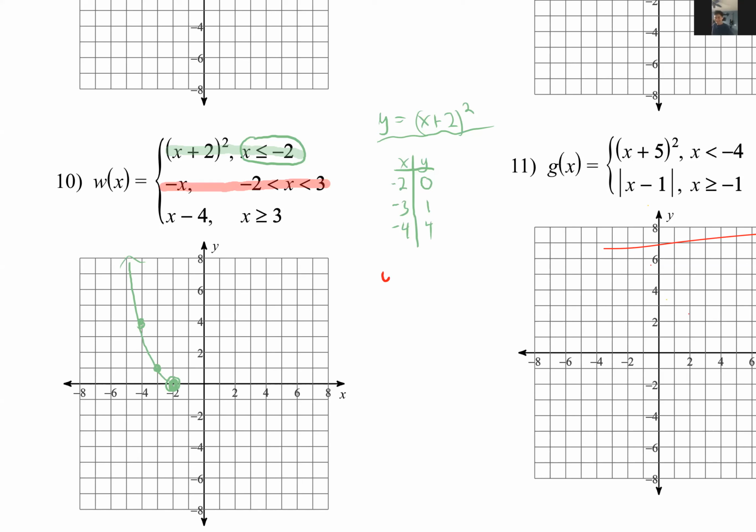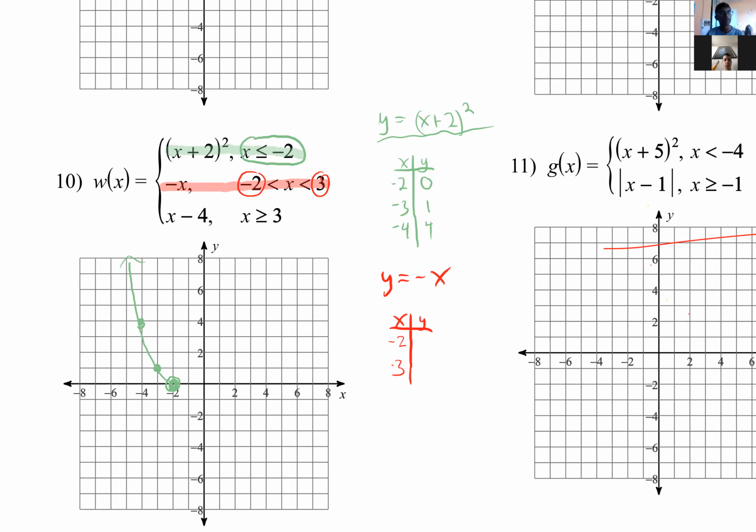Okay, so if you want to graph y equals -x, isn't this a line? This is a line, correct? Yes. So I only need 2 points to make a line. With a parabola, you should probably have at least 3 points. So because you know this is a line, I'm just going to do the 2 endpoints. So -2 and 3.